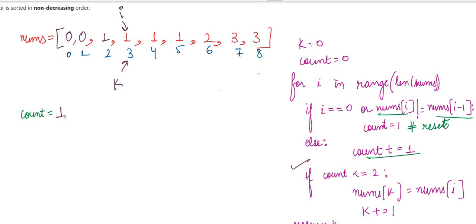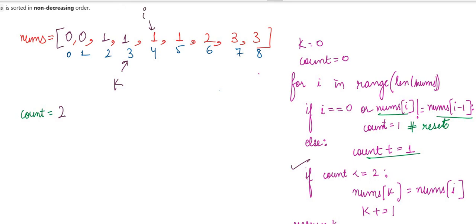Again, compare I to I minus 1 value. They are both same, so we will increment the count. Count is still less than 2. So at kth index, which is 3, we put the I value, which was also at index 3 only.